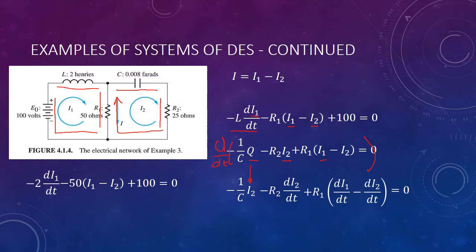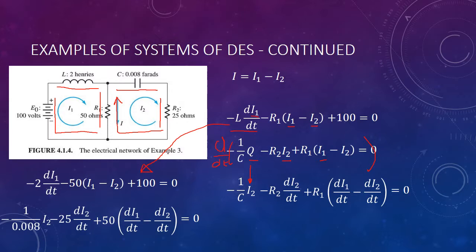So if we go around and we plug in the numbers, I take this one and I plug in the actual value for the inductance L and the resistor R1, I get this equation, and then I plug in the values for the C and the R1 and the R2, and I get this equation. So now I have a system of equations, and they're coupled because I have I1s and I2s in both, and then we can solve these, and we'll talk about some more.